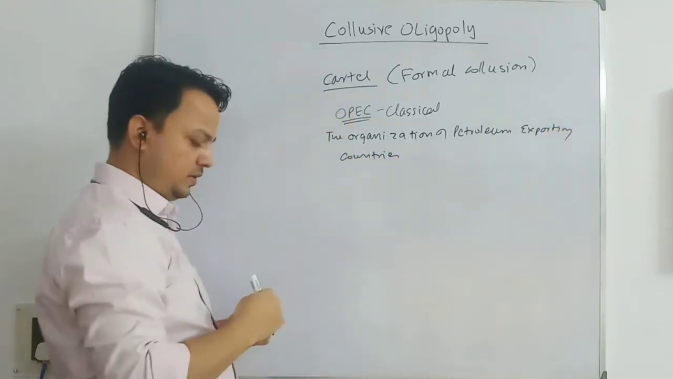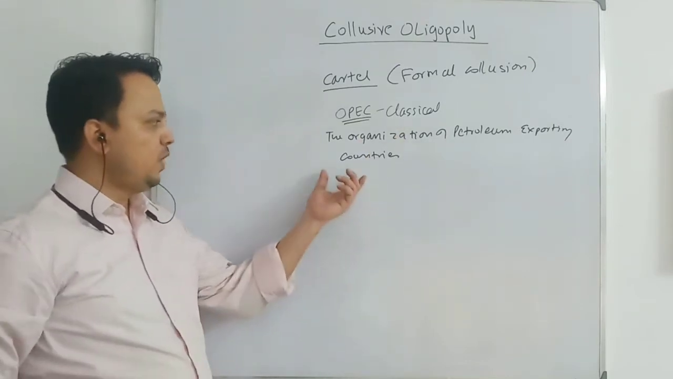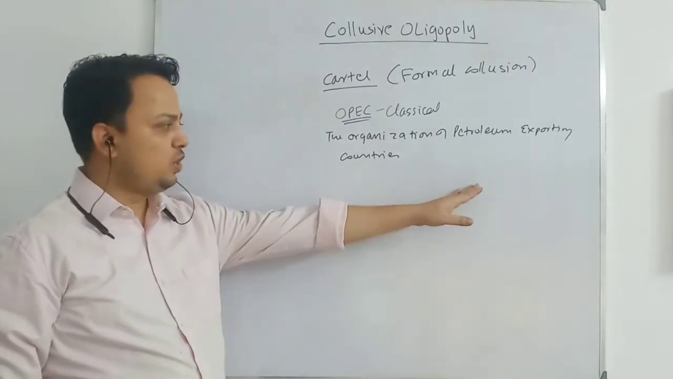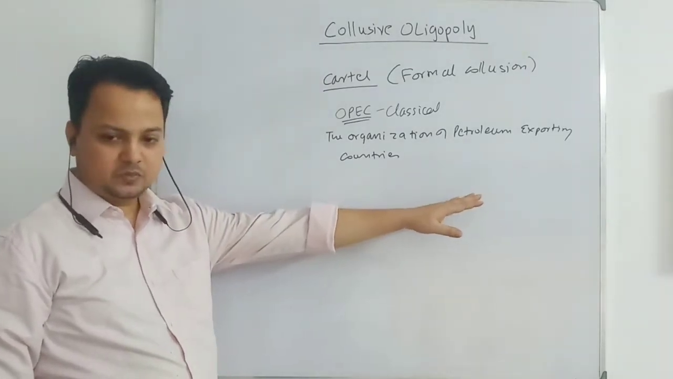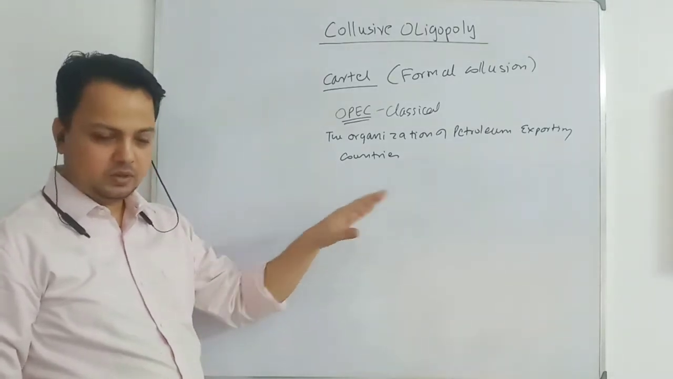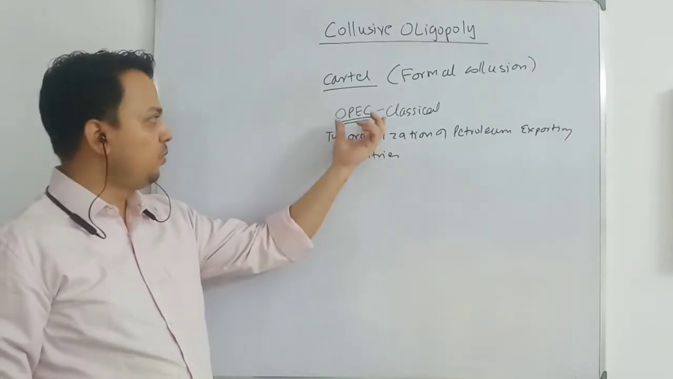Exporting means selling the product outside your country. So you have members here: Iran, Iraq, Kuwait is there. Then you have UAE, Saudi Arabia is there. You have Venezuela, and some of the African countries there. On this form, members of this cartel.